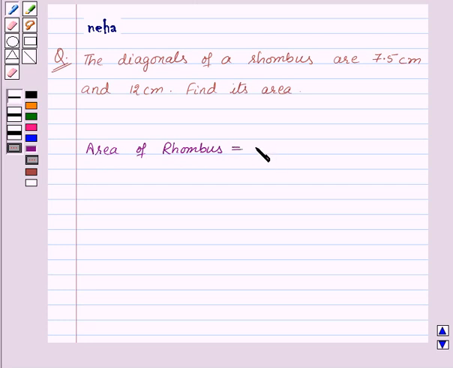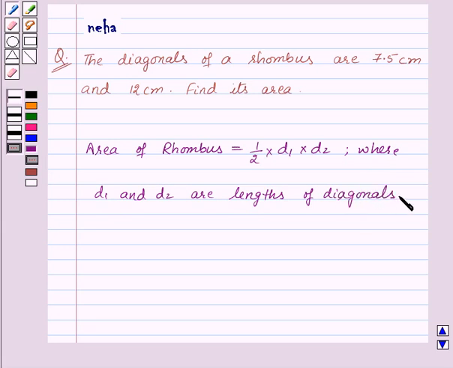Area of rhombus is equal to 1 by 2 into D1 into D2, where D1 and D2 are lengths of diagonals of rhombus. This is the key idea for this question. Now let's see its solution.